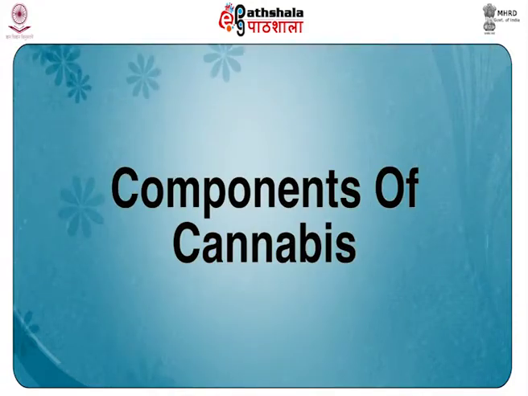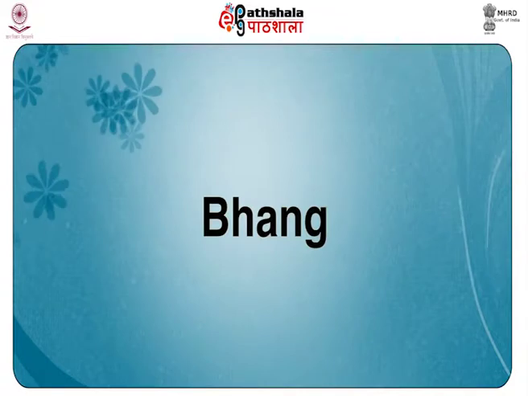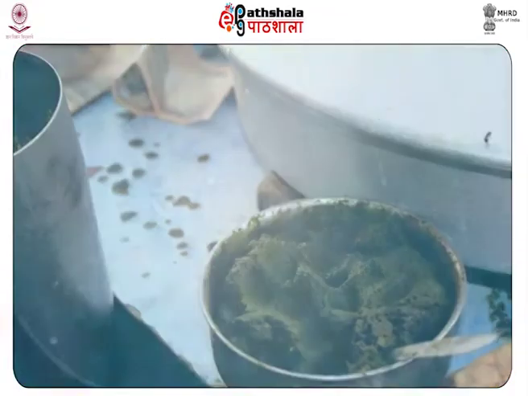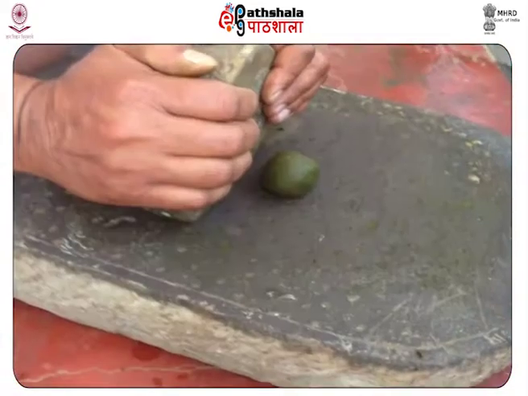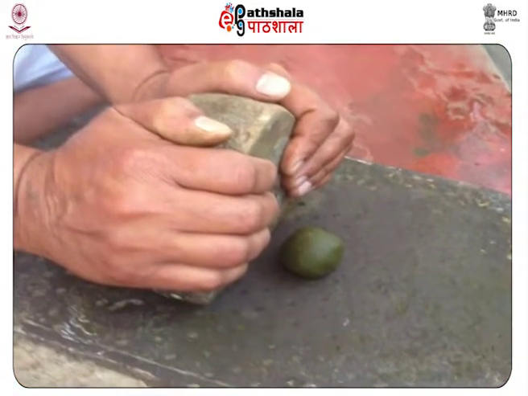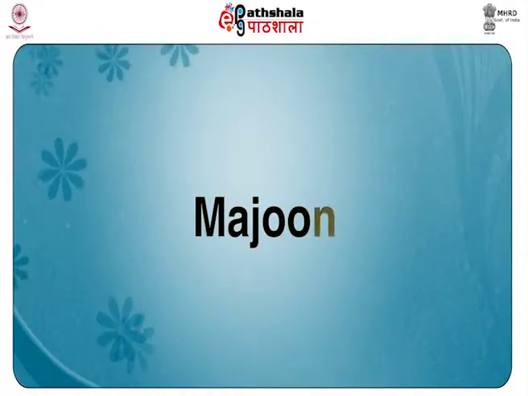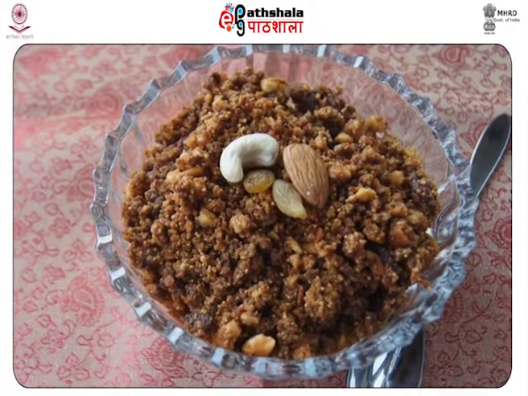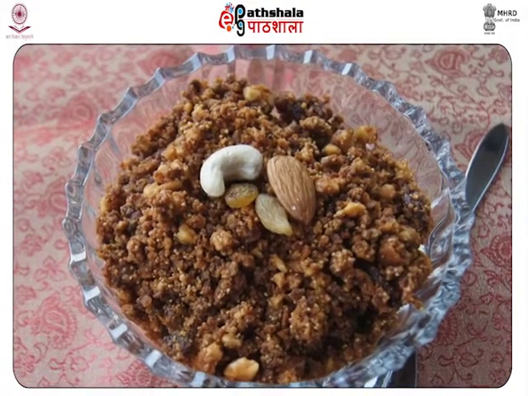Components of cannabis. First is bhang. It is prepared from the dried leaves and fruit shoots. It is mildest and contains 15% of active principle. Fresh bhang is highly intoxicating and narcotic. Second is majoon. It is a sweet prepared with bhang. It increases appetite and sexual desire.